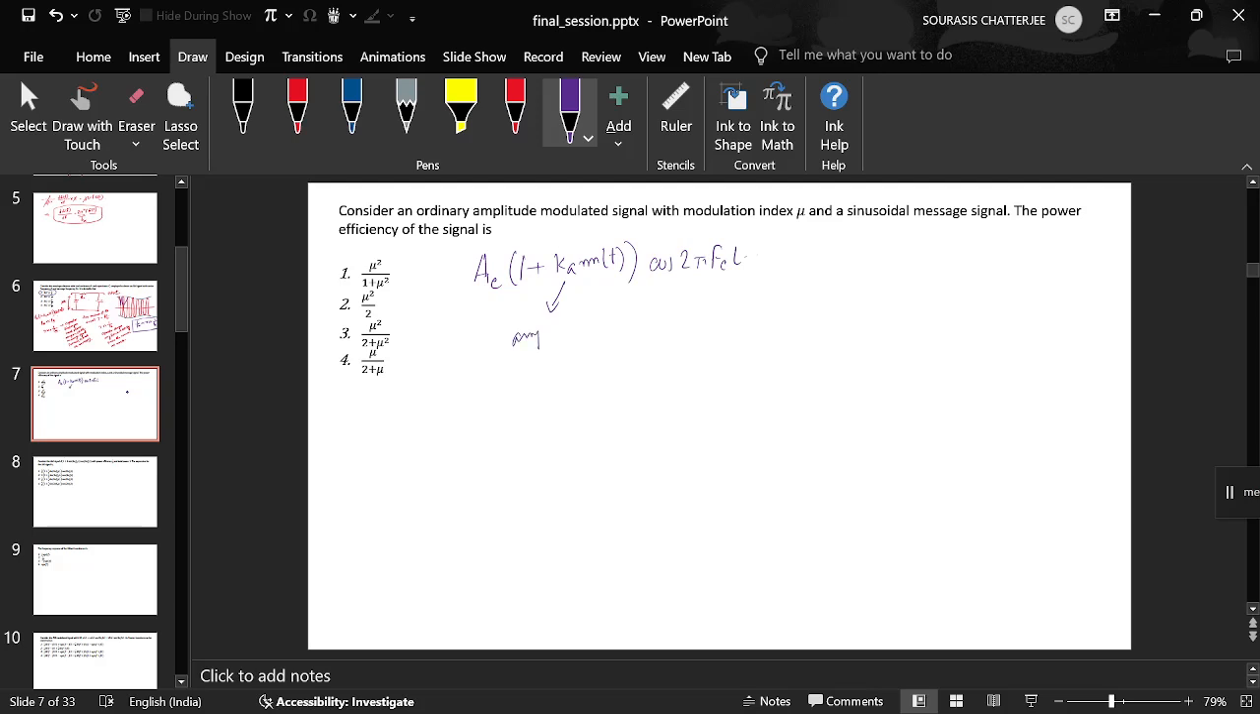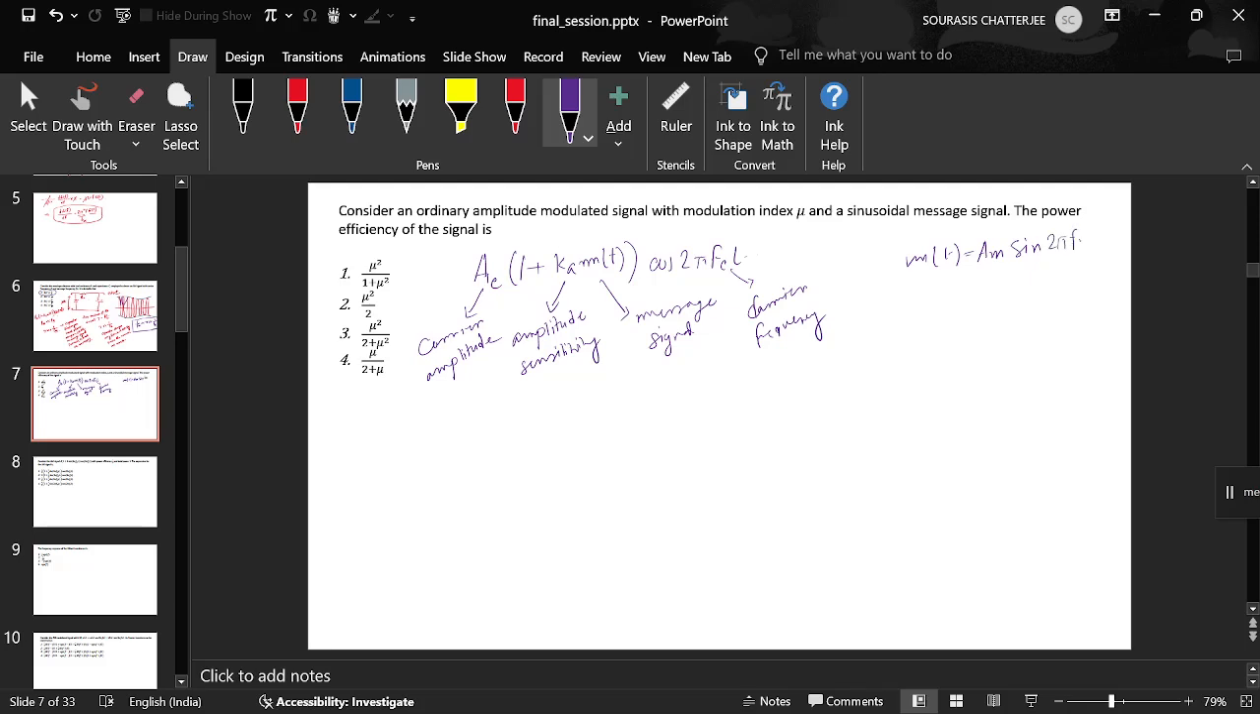So this one here is the amplitude sensitivity, this one is the message signal, this one here is the carrier amplitude, and this one here is the carrier frequency. So the question mentioned m(t) is a sinusoid message signal, so you can take it like this: Am sin 2 pi fm t.